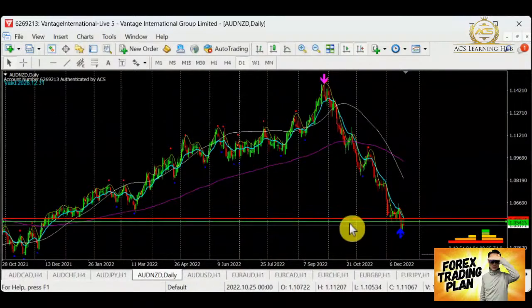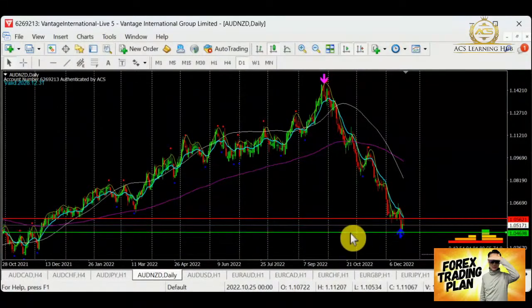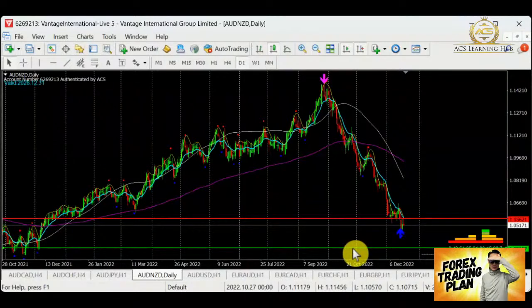As we can see, the support is coming in the area here. Right now it has some support here, but I'm looking into the area here, so there will still be a good chance of selling down there. So for Aussie Kiwi, I'm going to put this into my watch list.